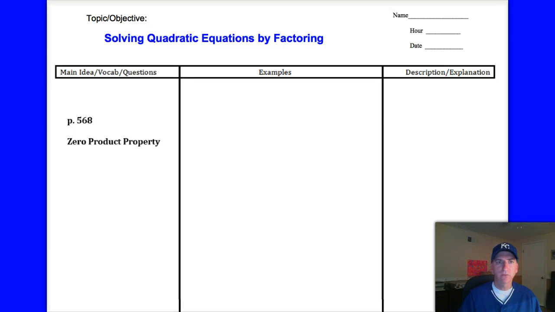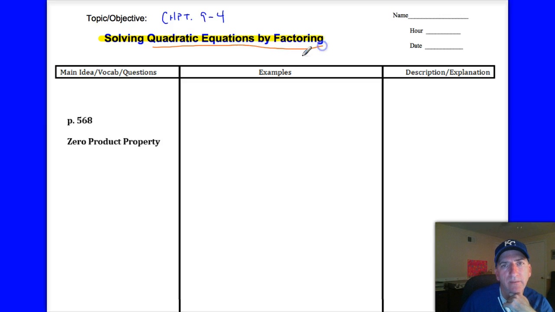Hello again, algebra students. Welcome to Chapter 9, Section 4, which is what we're going to be talking about today. That's 9-4. On your paper, I don't think I wrote the topic or objective, so if it's not on there, would you please write that on there? This is what we're doing: we're solving quadratic equations by factoring.